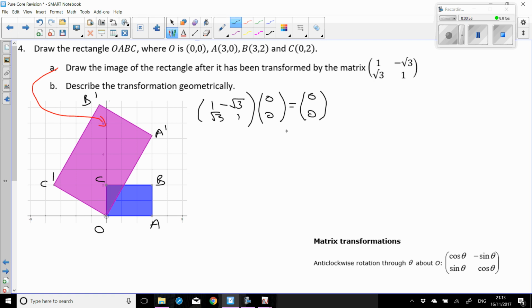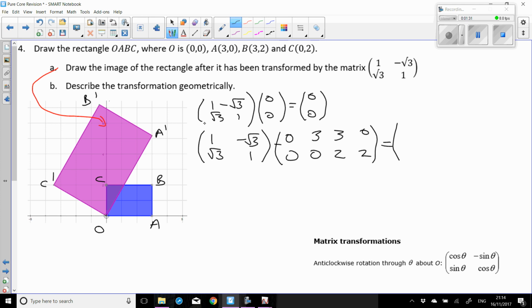Right, so the point 0, 0 goes to 0, 0. That's pretty common in our 2D matrices. 0, 0 is always invariant in the ones we do. We've got to do that to every point, but there is a quick way if you would like to do everything at once. So what we can do is put all these points into a matrix. So there's point O, point A, point B, and point C, and now we can multiply the whole lot at once. If you need help with matrix multiplication, see the earlier questions.